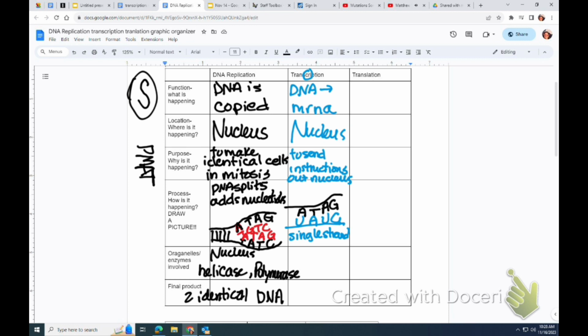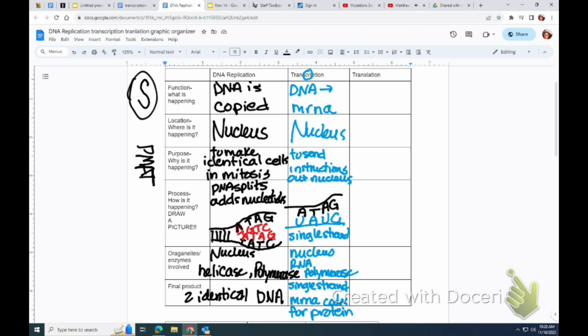The organelles and enzymes involved here, we're still in the nucleus. And we are using polymerase again, but this time it is RNA polymerase. The final product is a single-stranded mRNA that codes for a protein.